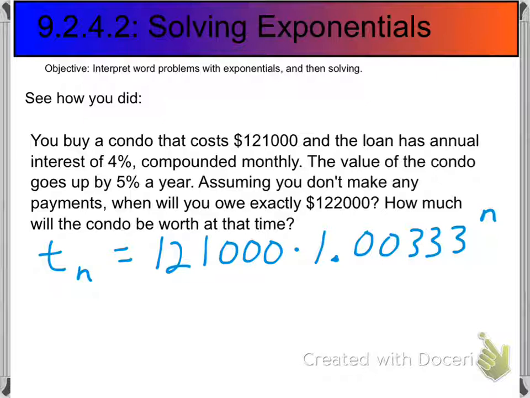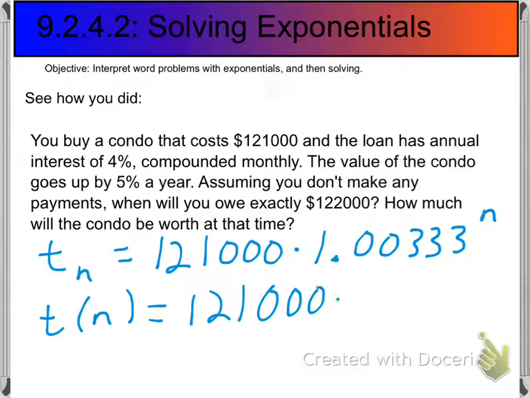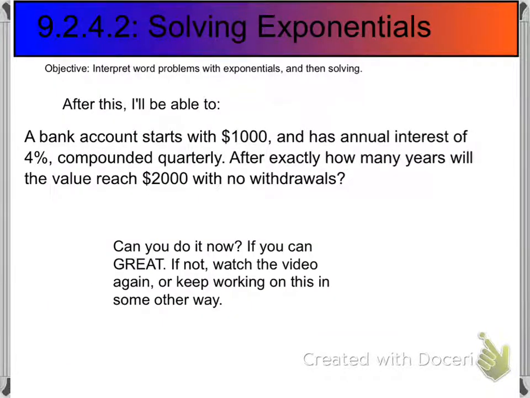The value of the condo is different. The value of the condo, hopefully it's worth what you paid for it, but then it goes up, and this is in years, so these aren't directly comparable here. The first one's in months, but that goes up by 5% a year, so that's why I did 1.05. Can you do these types of equations now? If you can, great. If not, watch the video again or do some practice in some other way.